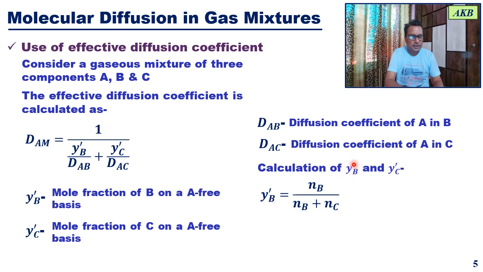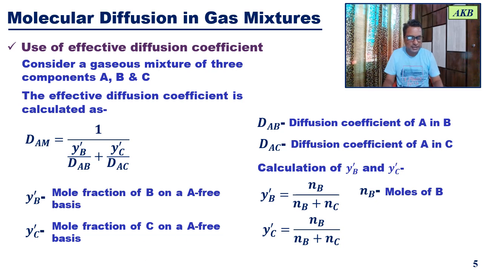Now let us understand how to get yB dash and yC dash. YB dash is understood in this way. This is the mole fraction of B, moles of B divided by total moles. But while calculating total moles, you see nA is absent. That means this is free of A. That's why we are calling it the mole fraction of B on A free basis. So this is moles of B divided by moles of B plus moles of C, the total moles excluding moles of A. Similarly, you have the mole fraction of C on A free basis, that is y dash C. This is nC, moles of C, divided by the same total.